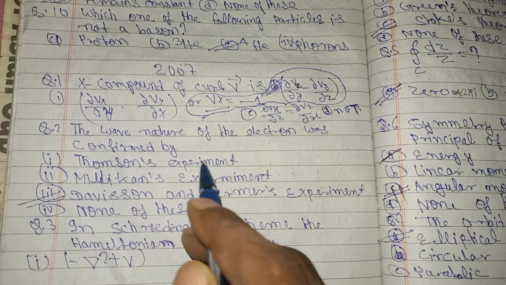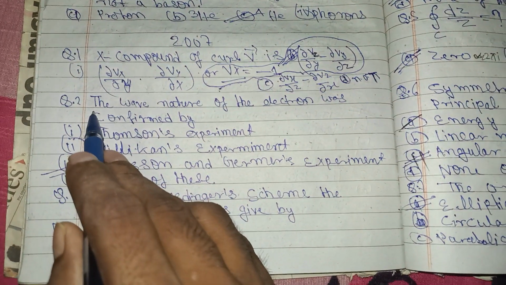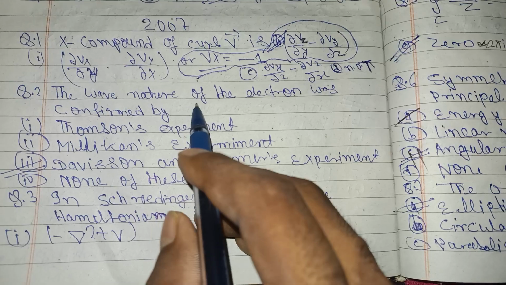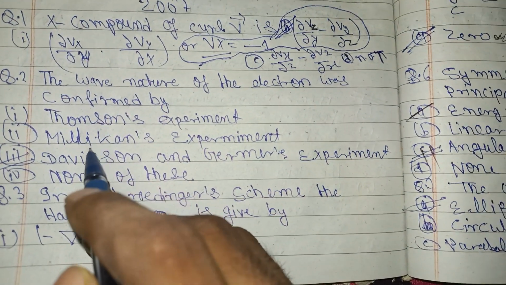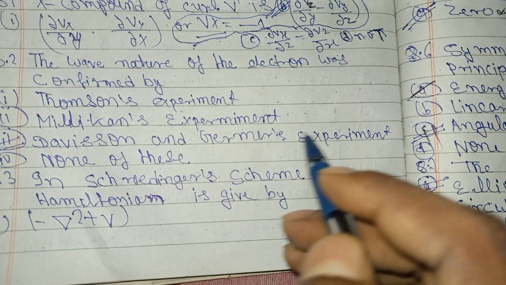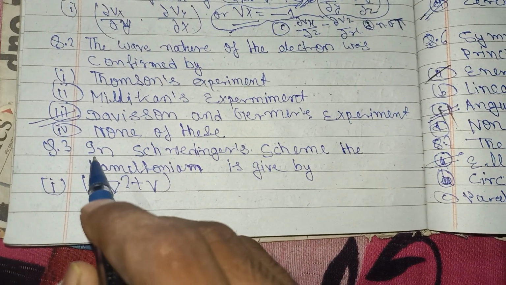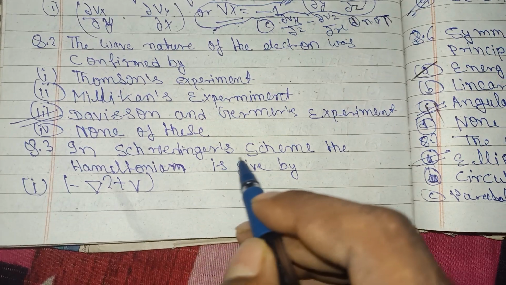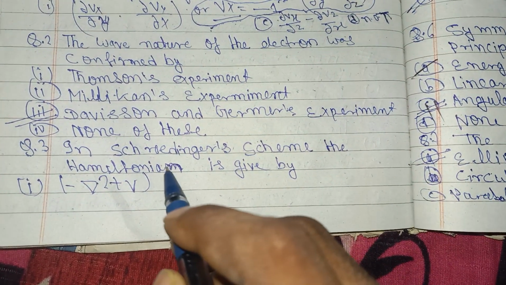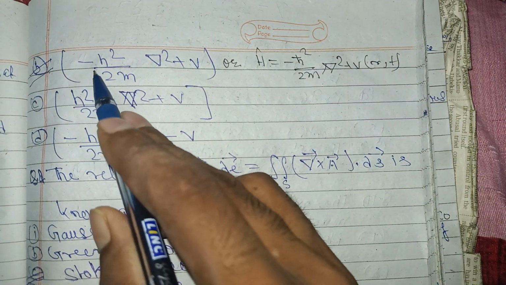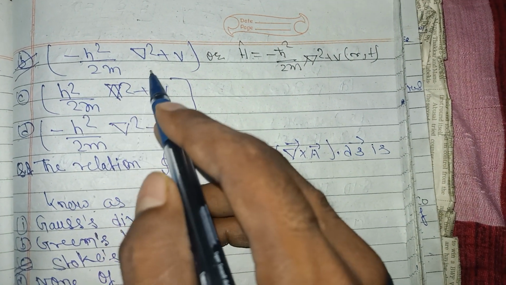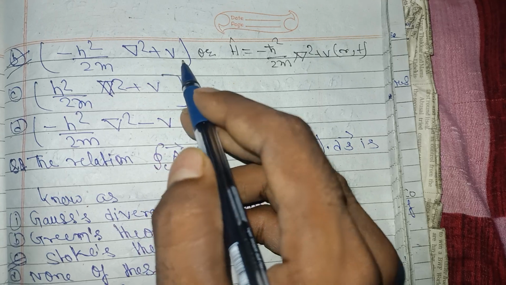So this is correct. And question number 2 is here. The wave nature of an electron was confirmed by the Davisson and Germer experiment. Question number 3, in Schrodinger's scheme the Hamiltonian is given by minus i h cut square by 2m del square plus V.